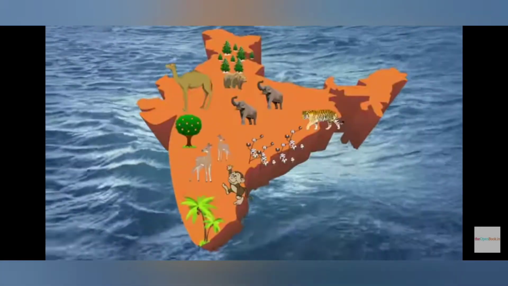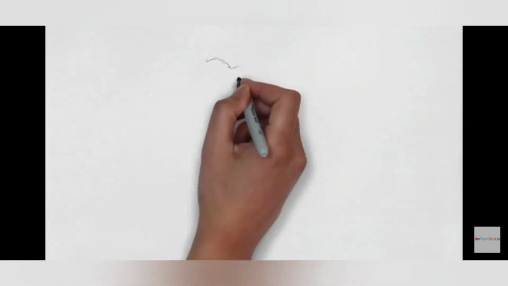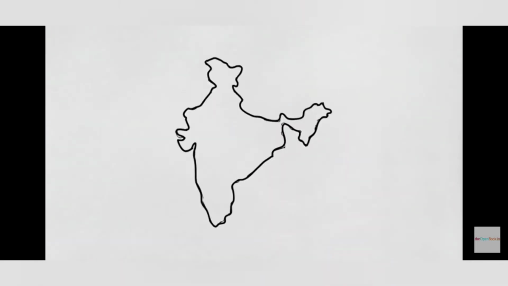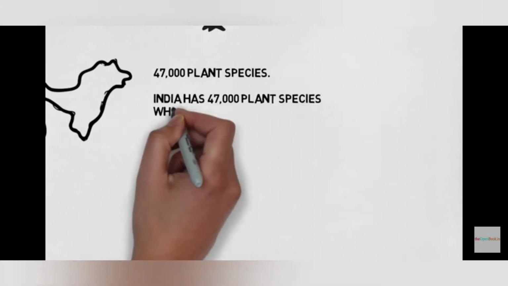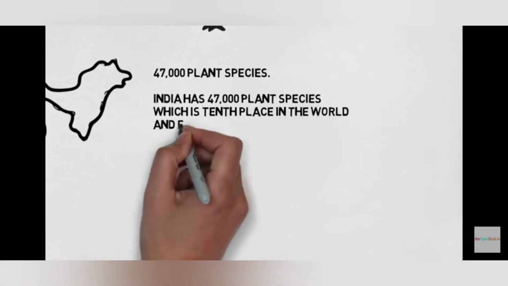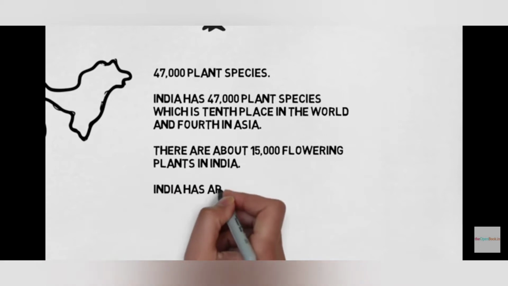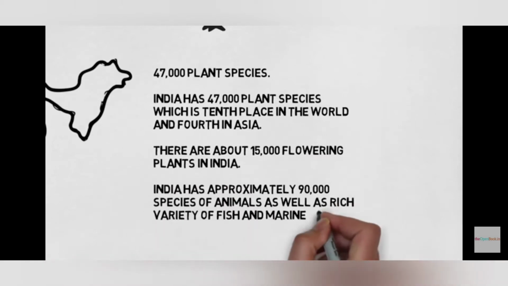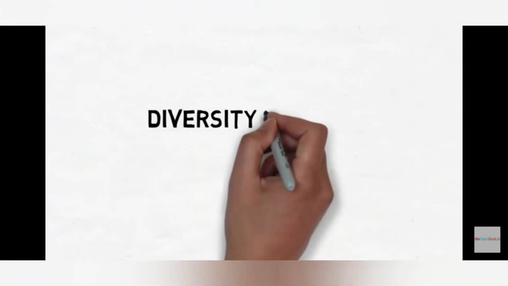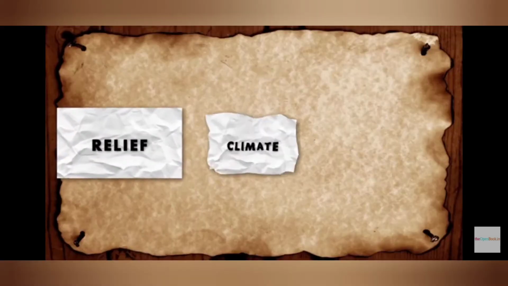It would interest you to know that India is one of the 12 mega biodiversity countries of the world. It has about 47,000 plant species, which takes it to the 10th place in the world and the 4th place in Asia as far as biodiversity is concerned. There are about 15,000 flowering plants in India, approximately 90,000 species of animals, and an unbelievably rich variety of fish and marine life. Diversity in flora and fauna is primarily due to three factors. They are relief, climate, and ecosystem.